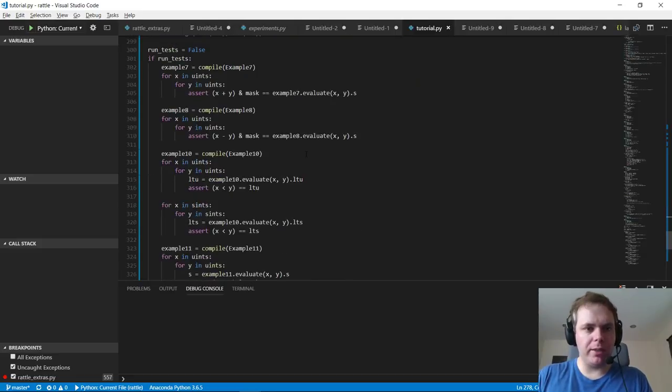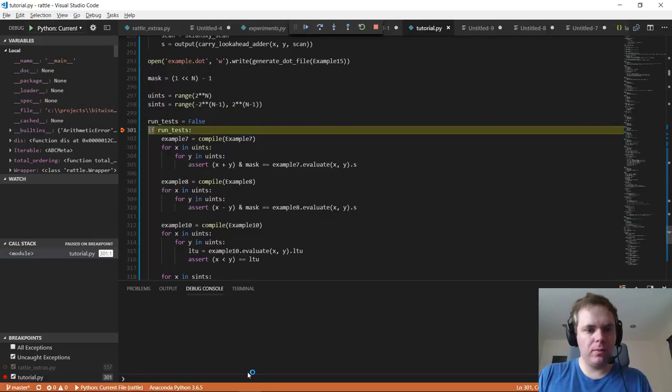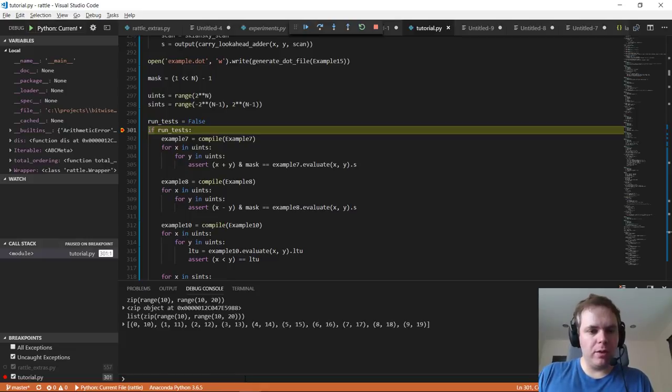Let me show you the idea behind unzip, because if I take integers between 0 and 10 inclusive, and 10 and 20, just make this into a list. Then we go from a pair of lists to a list of pairs.